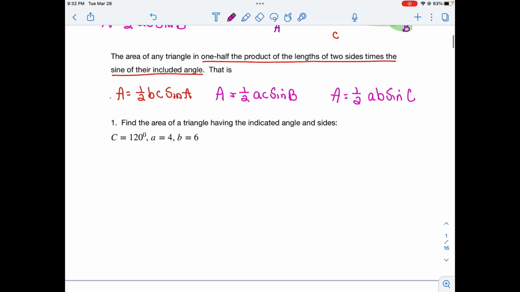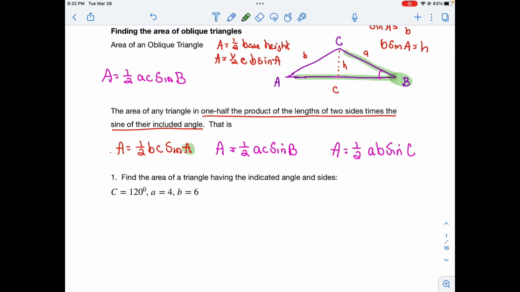Notice a pattern in these formulas. A, B, C, A, B, C, A, B, C. So each letter is only going to be used once. You're going to have two sides and an included angle. So here I know I'm given a, b, C, so I can use this formula. So the area is going to be 1/2 the product of the two sides times the sine of 120 degrees.